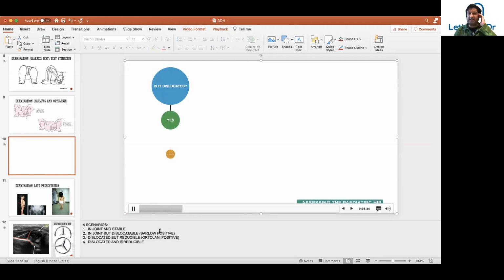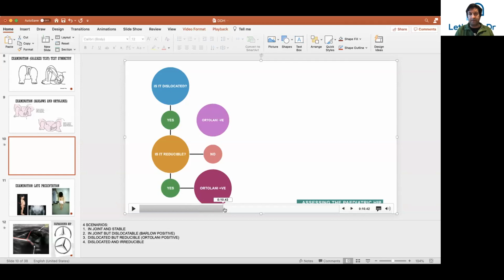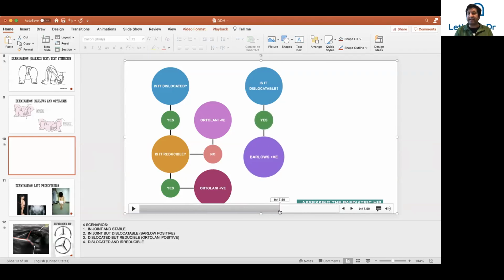So the first thing I want to say is, is the hip dislocated? If it is, I want to try and reduce it. If it's reducible, it's Ortolani's positive, okay? If it's not reducible, it's Ortolani's negative, okay? The next thing I would ask is, is it dislocatable? So it's not dislocated, but is it dislocatable?